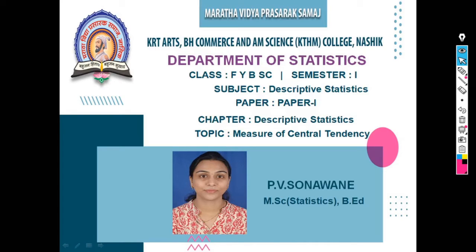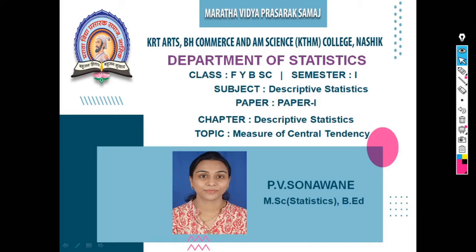Hello everyone, this is our next lecture on the chapter Descriptive Statistics and our topic is Measure of Central Tendency. In the previous lecture, we already saw the first measure of central tendency, that is arithmetic mean. Arithmetic mean is denoted by x bar and its definition is the ratio of the sum of observations to the total number of observations. After that, we saw our second measure of central tendency, that is median, and median is defined as that value of the variable which divides the distribution into two equal parts.